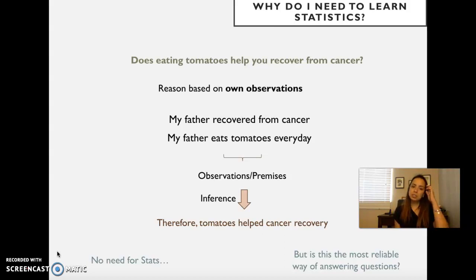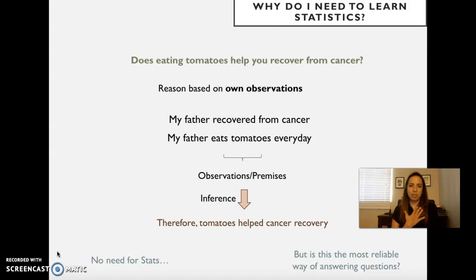That for me to think that this conclusion is generalizable, I need to make sure that this will happen again if somebody else's father also eats tomatoes, right? If there is a relationship between recovering from cancer and eating tomatoes, this should happen over and over and over again, right? If other people also eat tomato, do we continue to see this pattern that tomato helps? And I want to highlight something important here.